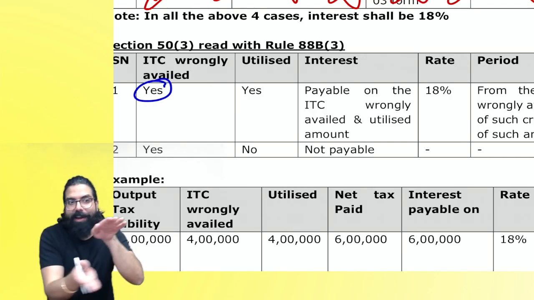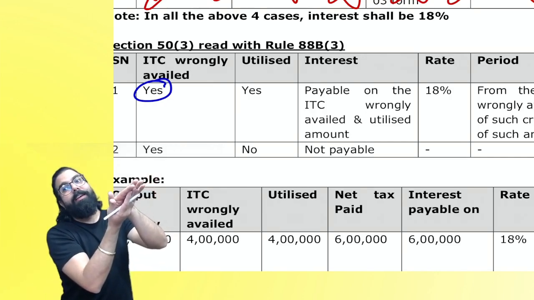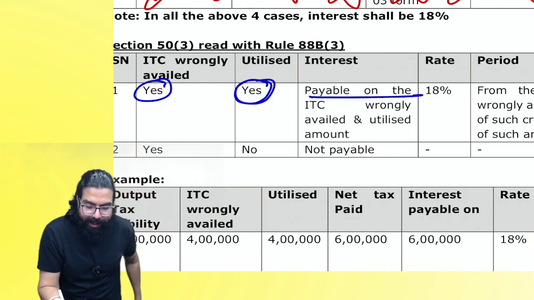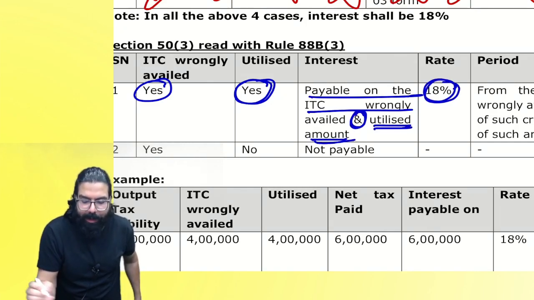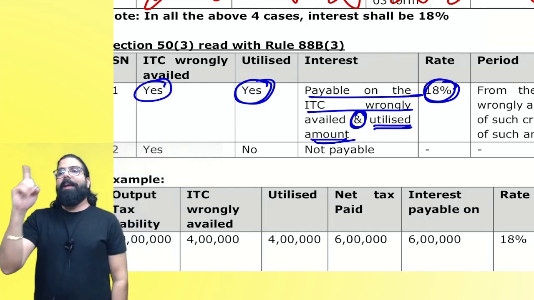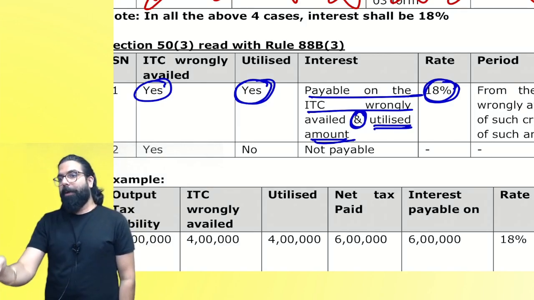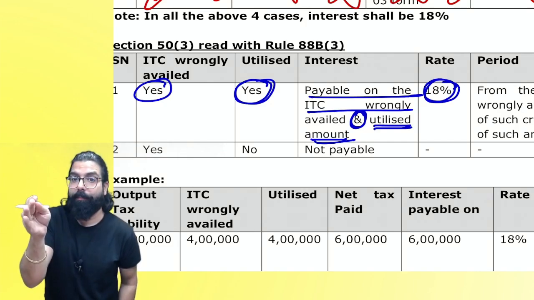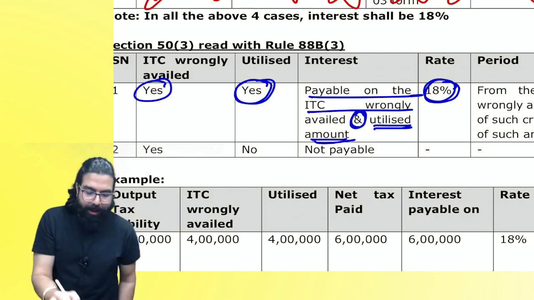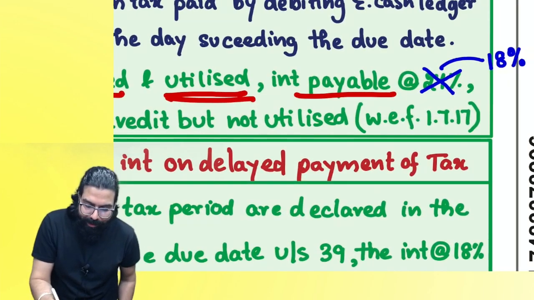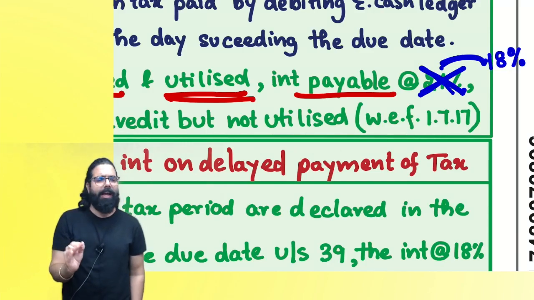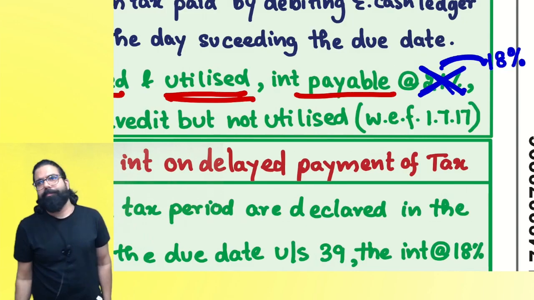Now, if you use it to pay your output tax liability, that is utilized. And when you utilize it, then interest will be payable on the ITC wrongly availed and utilized at the rate of 18% from which day? Please remember, interest will be 18%. The law says 24% is the maximum the government can recommend, but now the government has told how much? 18%. Please make this change over here in the chart. It should be 18%. Everyone, for your exam purpose, please be careful. It shall always be 18%.